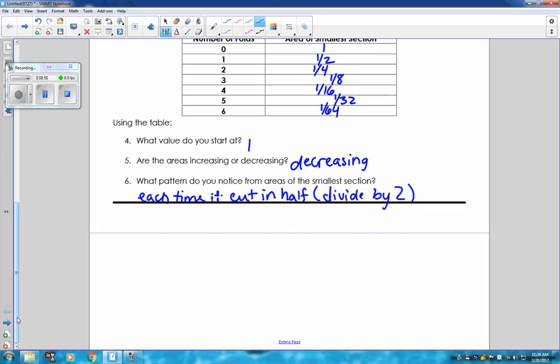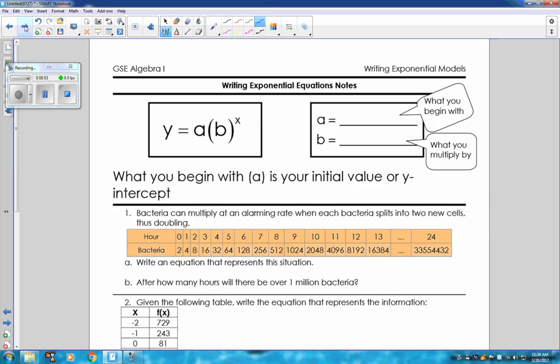So if we look on the next page, this was an example of an exponential function or an exponential equation. The model of an exponential equation is y equals a times b to the x power. Can anyone tell me what do y'all think a is going to represent?